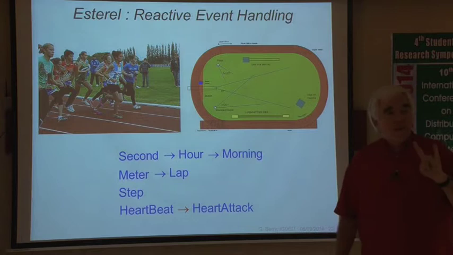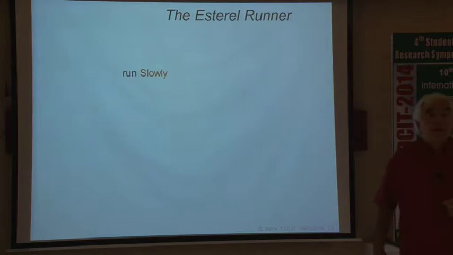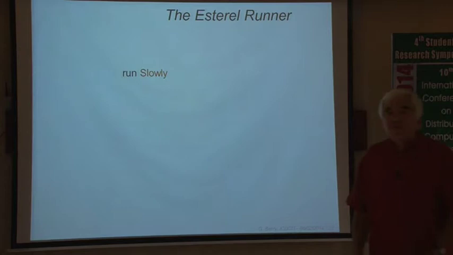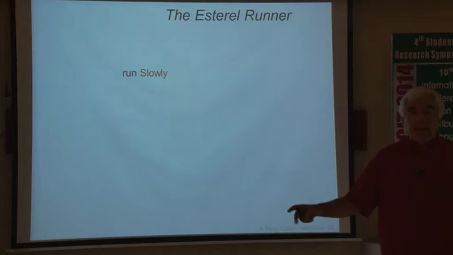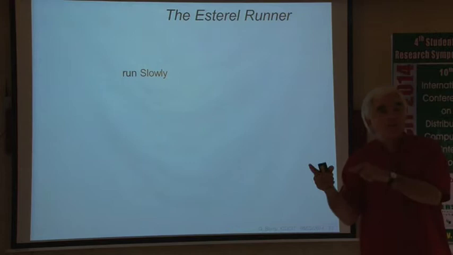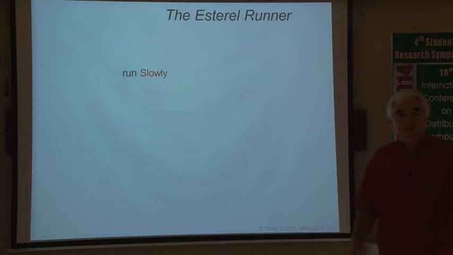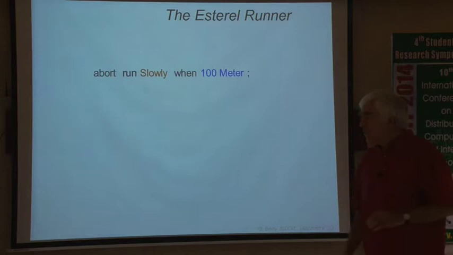So here is the thing you should do to keep in good shape. The first thing is run slowly. So slowly is a piece of behavior programmed in Esterel, it can be complicated, I don't give detail, it's a modular language. And run, it's not a joke, it's a keyword in Esterel that says execute this behavior. So this behavior is run slowly. That behavior is infinite. So you have to bound it, and you say abort run slowly when 100 meter. It's a watchdog, okay? So this is called preemption. And that's the main primitive you don't have in programming languages. Or you have fake preemptions.